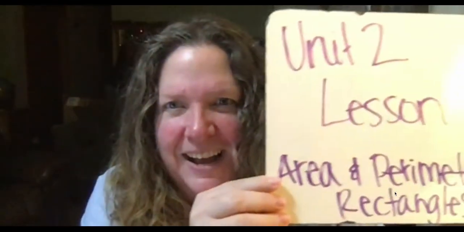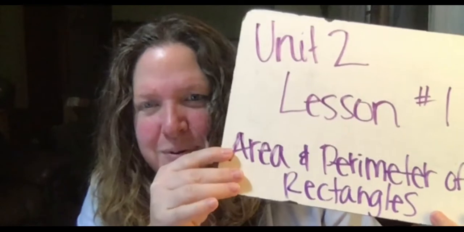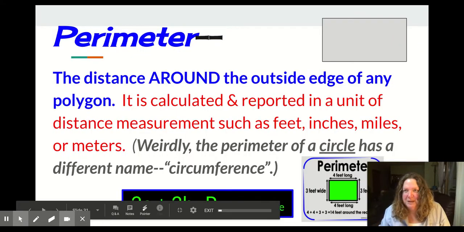We are on Unit 2. This is lesson number 1. We're going to be learning about area and perimeter of rectangles. So let's get started right away. Take a look at some vocabulary words that we need to know in order to be able to do this.